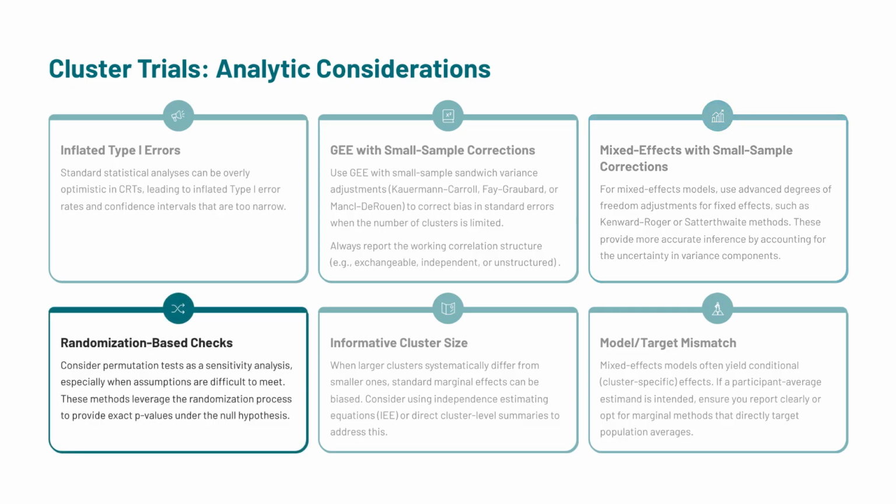When model assumptions are difficult to defend, consider randomization-based checks as a sensitivity analysis. Permutation tests that respect the original cluster randomization can provide exact or near-exact p-values under the sharp null and help assess whether model-based conclusions are robust.